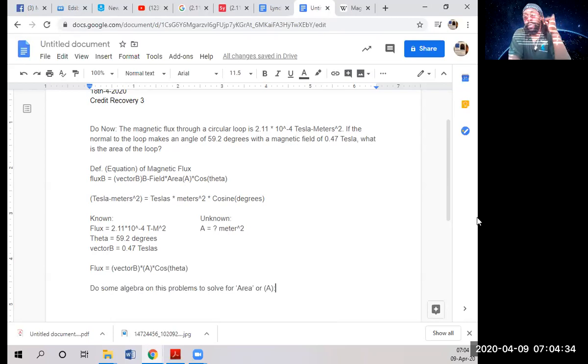Now, you have to understand that area is a calculation that you learned about in geometry that requires you to use a radius, because we're talking about a loop. So area is equal to pi times r squared. We can discuss that later, or if you want my notes on it, I can provide that. But for the moment, we're treating area as a constant.